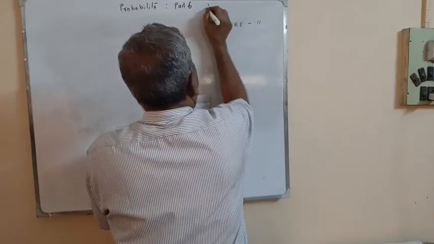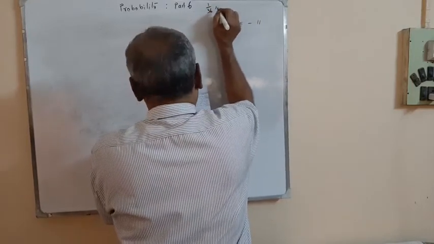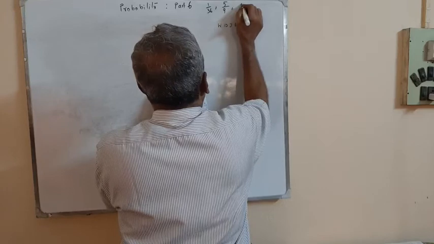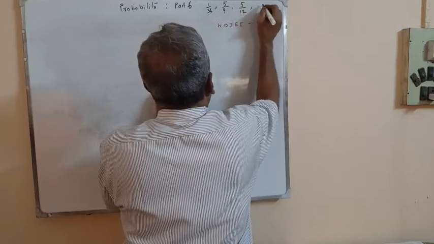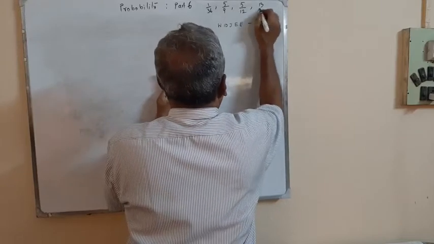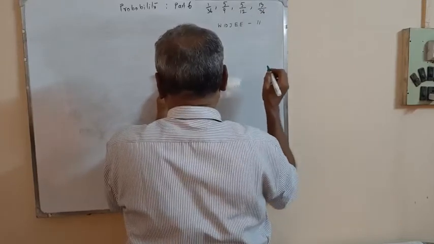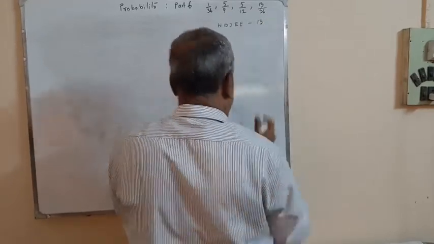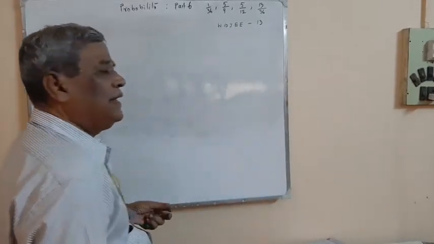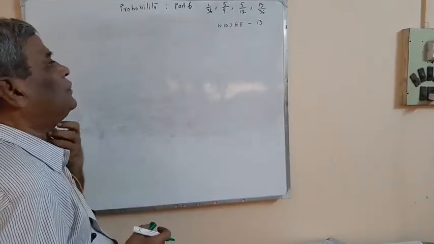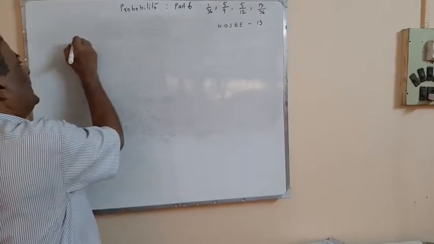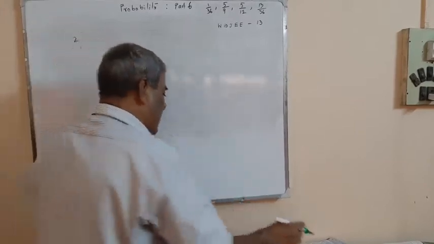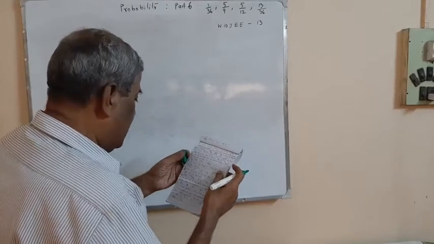1/36, 5/9, 5/12, and 13/36. And that problem was given in WBJEE in the year 2013. So two dice are thrown together at a time, and our favorable case is to get an even face on the first die. Just 1 minute.